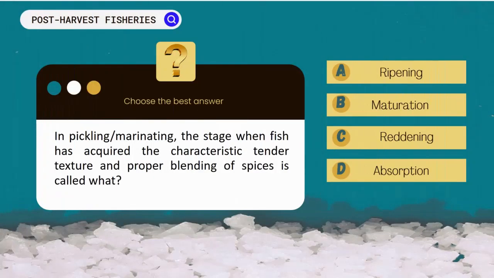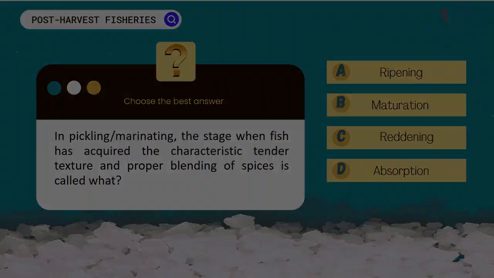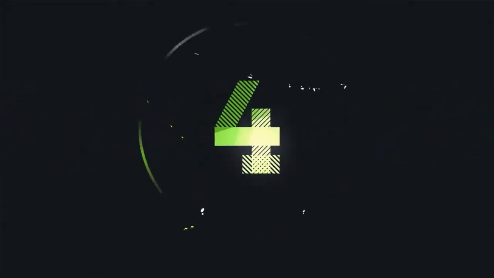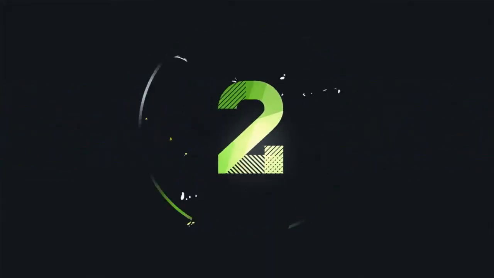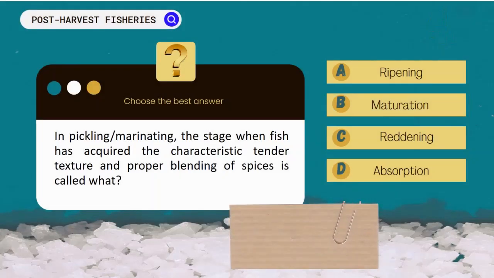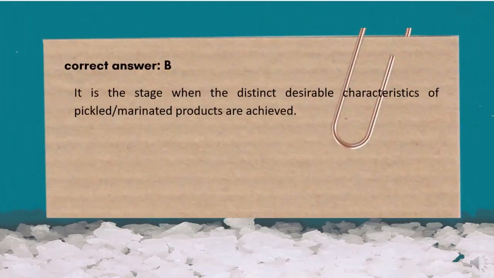In pickling, marinating, the stage when fish has acquired the characteristic tender texture and proper blending of spices is called the blank. A. Ripening. B. Maturation. C. Reddening. D. Absorption. The correct answer is B. It is the stage when the distinct desirable characteristics of pickled, marinated products are achieved.